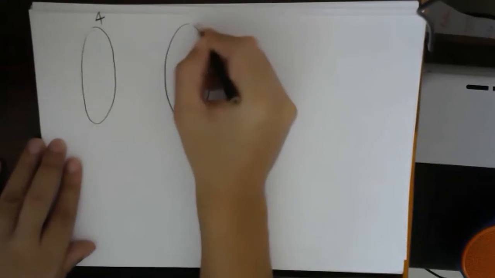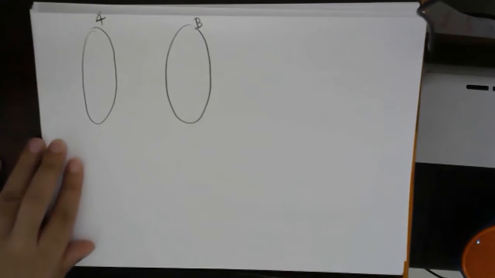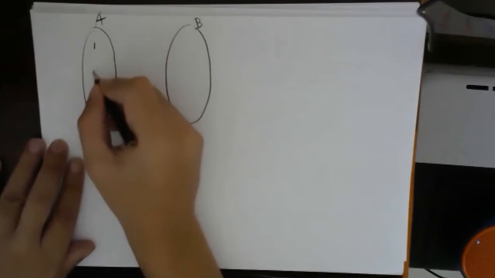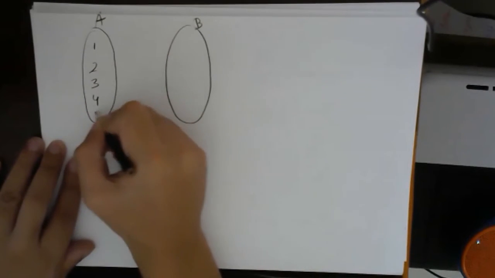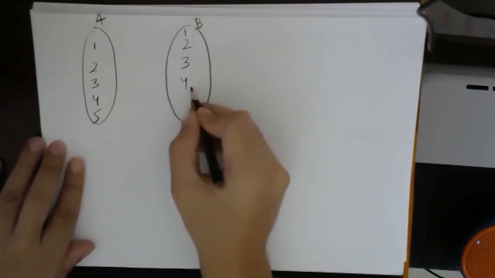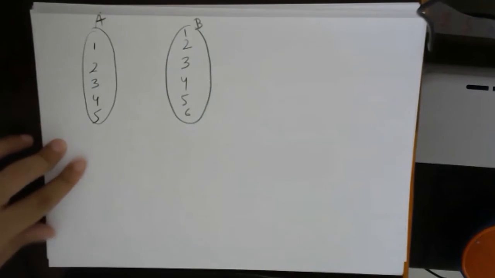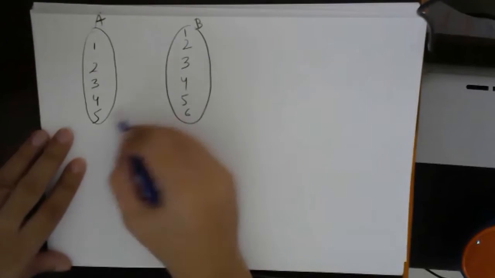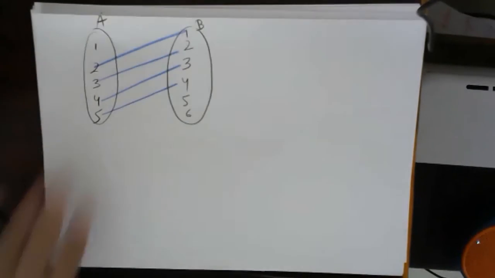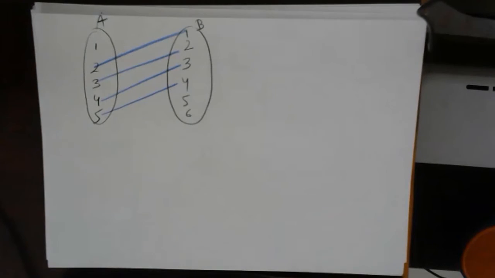So this is from set A, this is to set B. Let's take an example. Set A has 1, 2, 3, 4, 5, and B has 1, 2, 3, 4, 5, and 6. And this is the link. Fine. Now write this in set builder form. I'll give you 2 minutes. It's very basic, right? Set builder form.